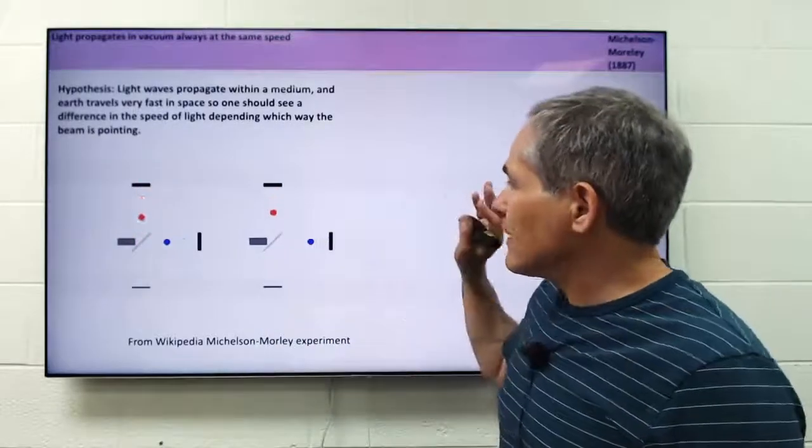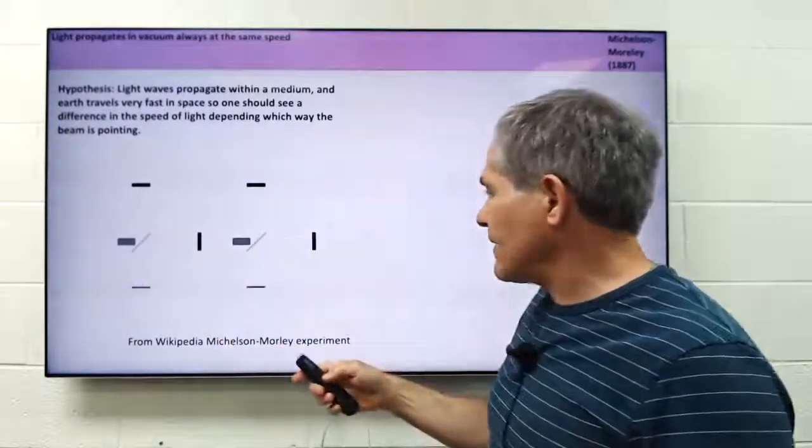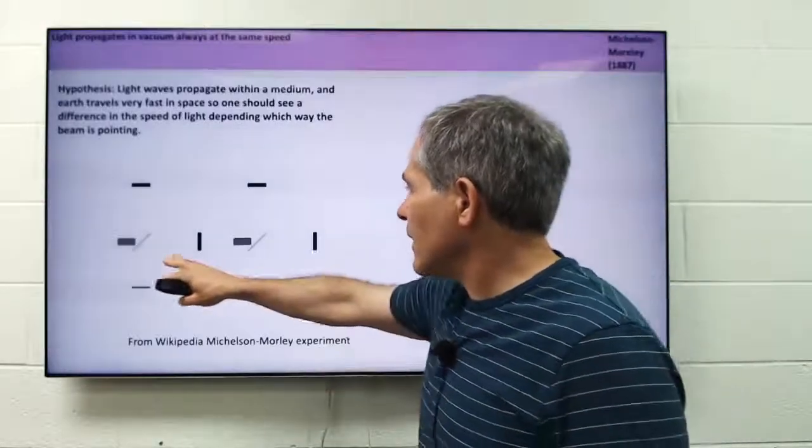Now, this is an amazing experiment. Imagine you have an interferometer, but in this case, the interferometer is in motion.